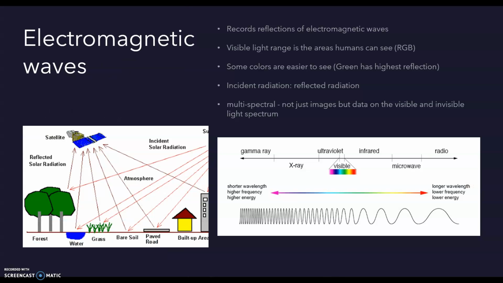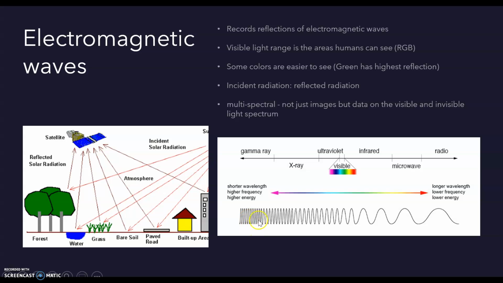So satellite imagery records the electromagnetic waves that hit the sensor. This is the electromagnetic spectrum right here. The sensors on the satellites record visible and invisible waves. So this is the entire spectrum, and the only part that we're able to see as humans is the visible light spectrum.